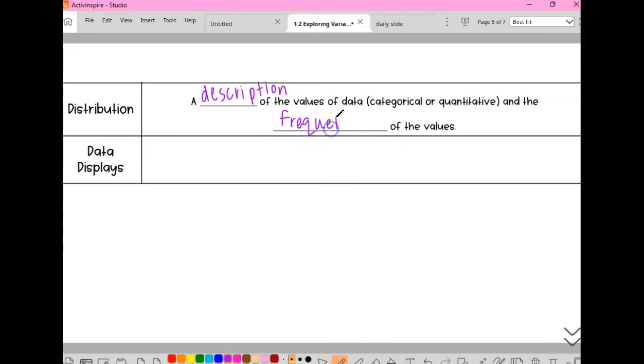Frequency of the value. What does frequency mean? It's in the word, frequent. How often? How many? Yeah. So if I ask the frequency of bus riders, I would count everyone that said they rode the bus, and that would be my frequency. Okay. Alright.